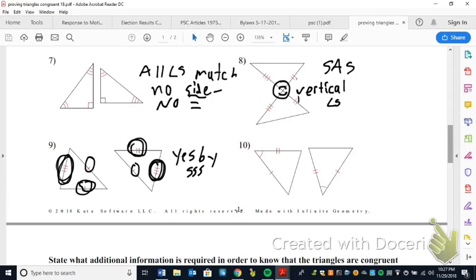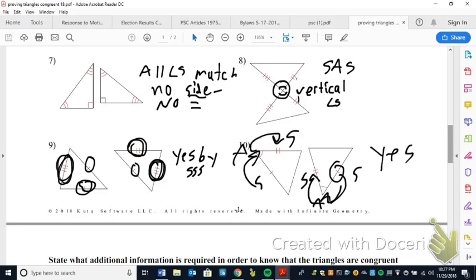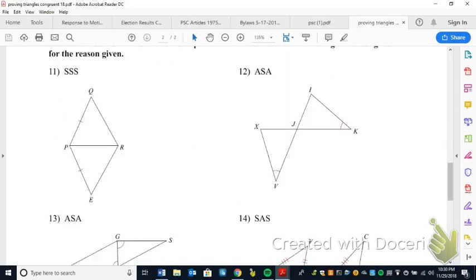Number 10: one side, then an angle, then another side. Let's see if we can match that pattern on the other triangle. One side, congruent angle, second congruent side. So we say yes, by side, angle, side.